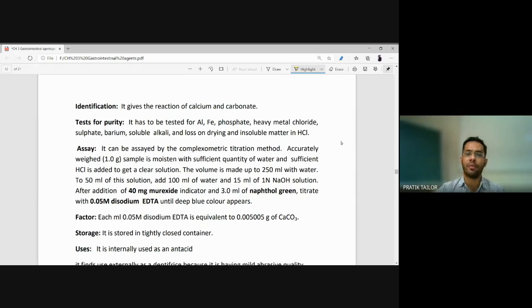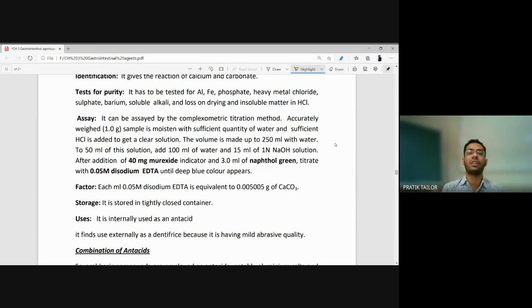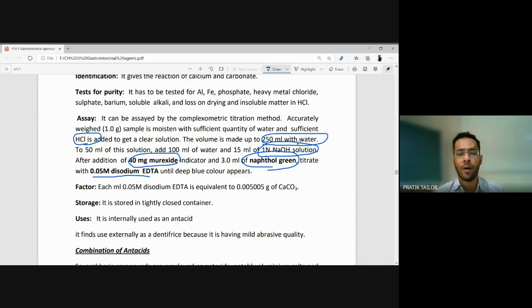Assay will be performed by complexometric titration, where you make a solution with HCl. You use HCl to make the solution, then you add some water to the sample. Okay. Then the excess of acid will be neutralized with the NaOH, and we need alkaline pH for the reaction. So we also add murexide and naphthol green for the color change. Finally, it will be titrated with 0.05 molar disodium EDTA. Then you calculate the amount using the factors which are provided. It is used as an antacid. Okay.